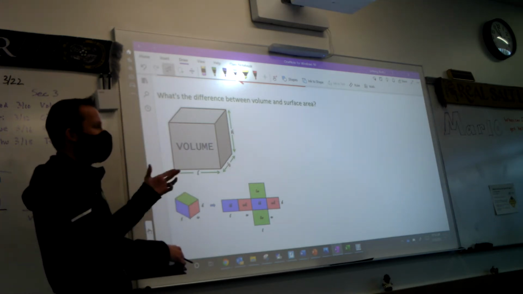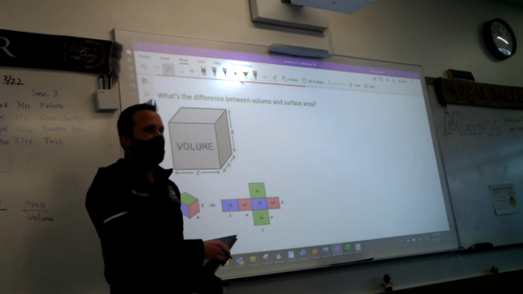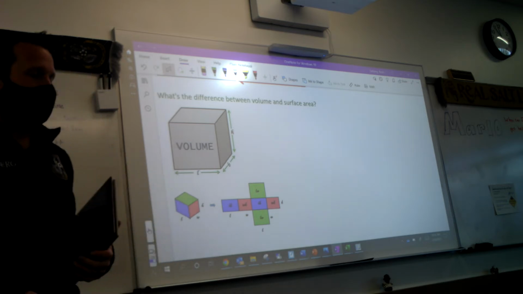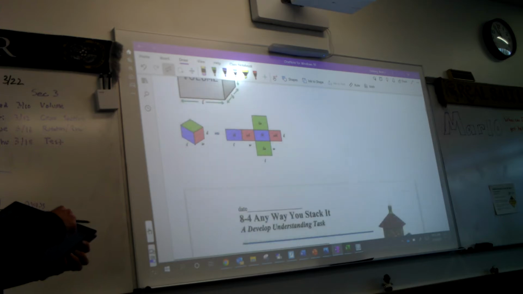But now if I'm thinking of this as a present and I'm going to wrap it, the surface area is how much wrapping paper you need. If you're going to paint it, how much paint do you need? Because you're only going to do that on the outside, not on the inside.